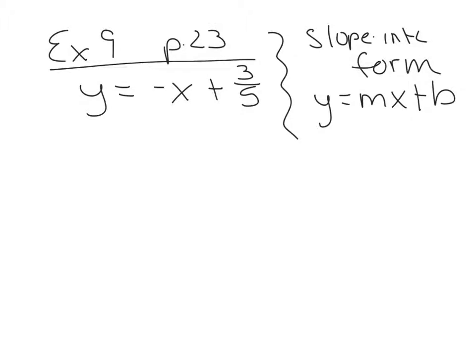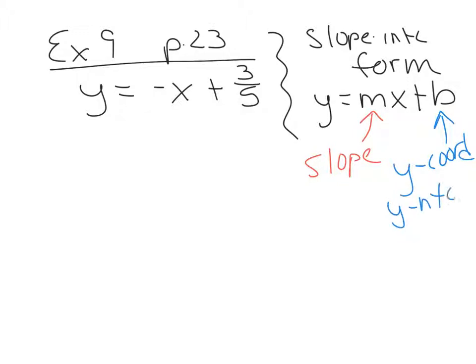When an equation is in slope-intercept form, the y is isolated on the left, the x term is here, and then there's a constant term, which may or may not be 0, added to the x term. When an equation is in slope-intercept form, the m, the number, the coefficient in front of x, is the slope. So maybe we'll mark that here. This is the slope, and that's why there's an m there. And b is the y coordinate for the y-intercept.